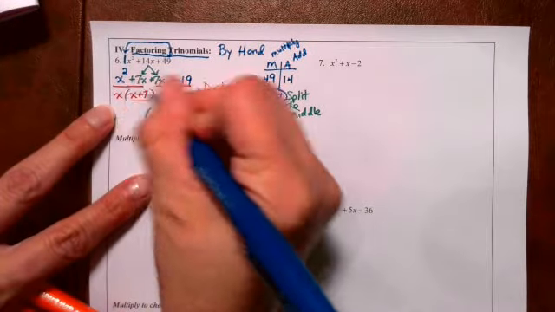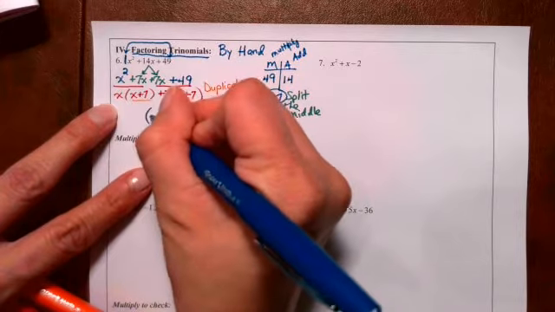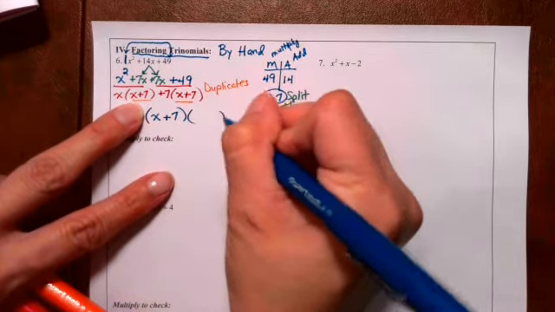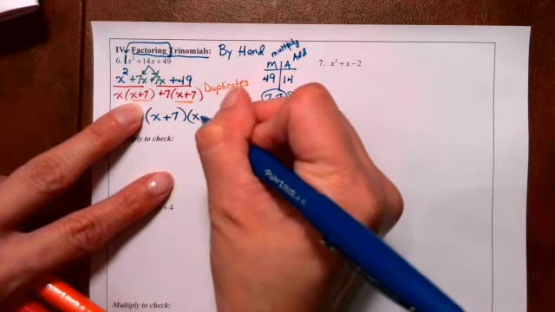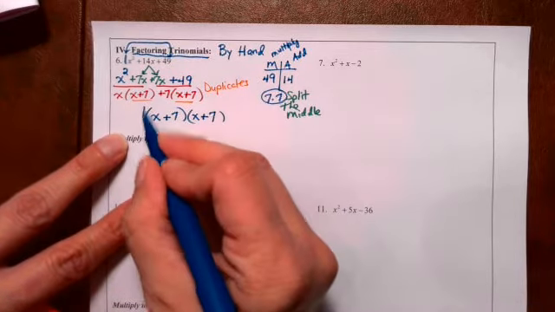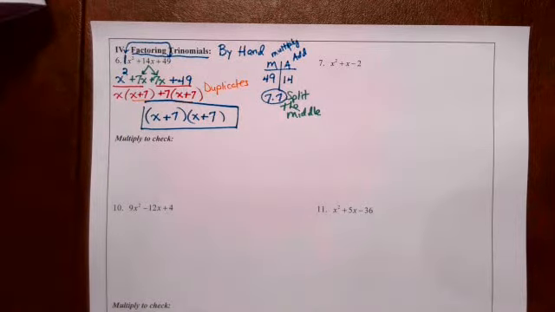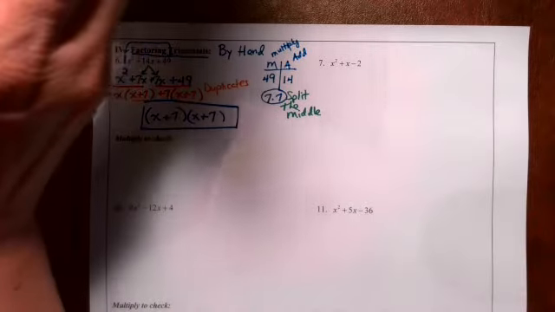One set of parentheses is for these monomials that we took out, x plus 7, and the other set of parentheses is for the duplicate, x plus 7. Now, it doesn't always happen to be that the two binomials are exactly alike. In this case, it did though.